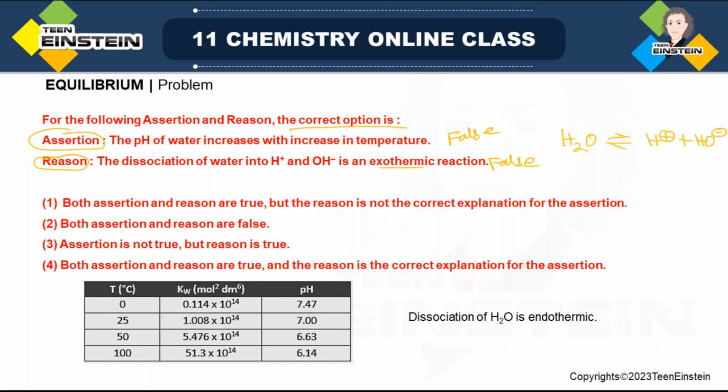So this table will help you to understand how pH is decreasing as we are increasing temperature. So the first statement cannot be correct. And dissociation of H2O is endothermic, not exothermic. So both are false. So both assertion and reason statements are false.